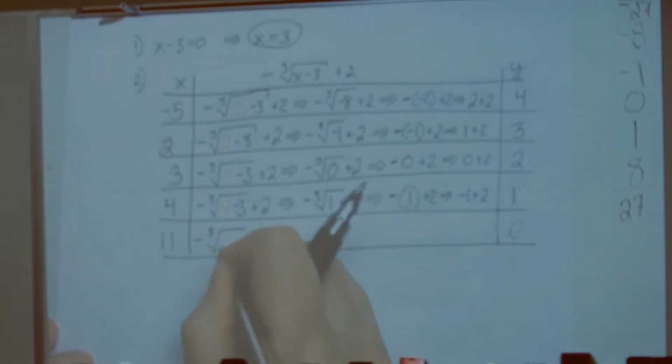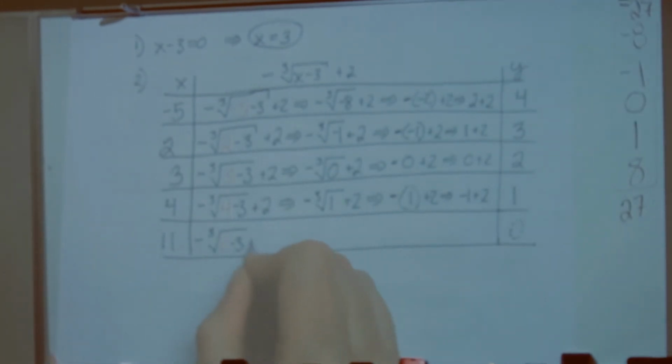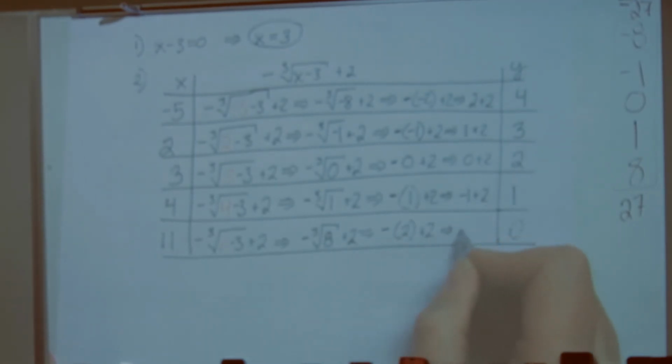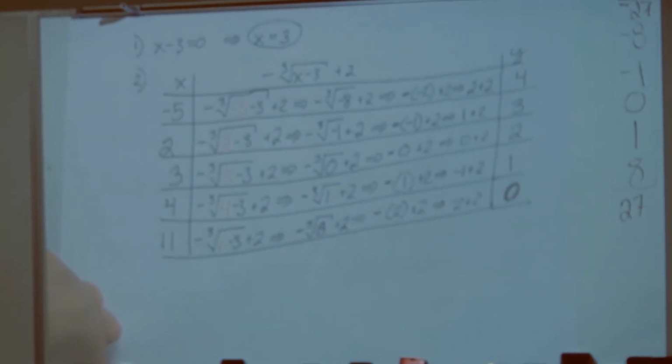All right, you got 11 minus 3 plus 2. So that gives you the negative cube root of 8 plus 2. And 2's on the outside. Got the negative of 2 plus 2. So negative 2 plus 2 is 0. By putting your x's in order, from small to large, you will get a lovely pattern for your y. All right, let's graph this.